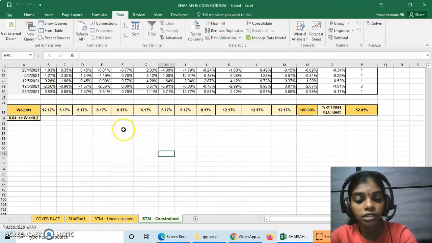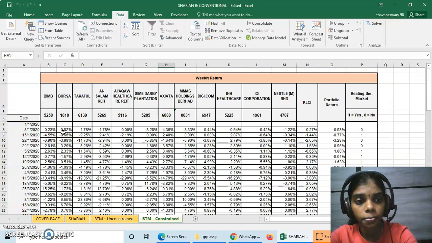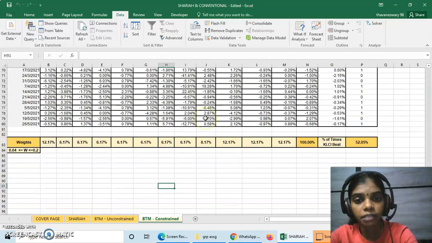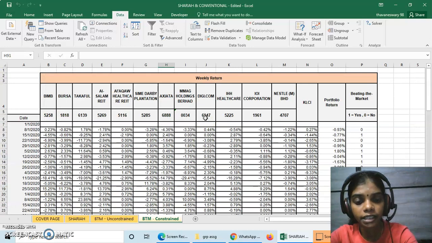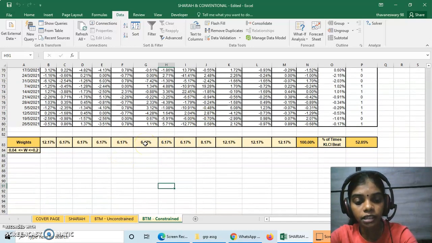The solution for this Shariah's portfolio consists of approximately 12.17% in BIMB, IHH, IOI and Nestle Berhad, 8.17% in DG.com, and 6.17% for the rest of the companies. So it would have outperformed the KLCI index 52.05% of the time.